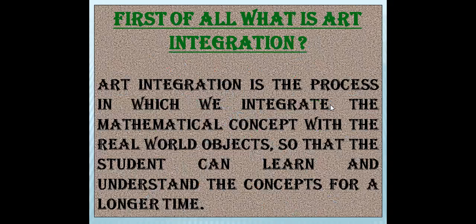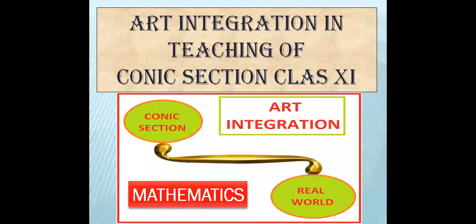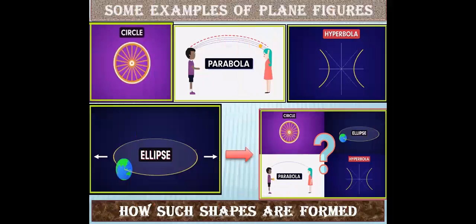So first of all, what is art integration? Art integration is the process in which we integrate the mathematical concept with real world objects so that the student can learn and understand the concept for a longer time. Here in this video, we are going to integrate the conic sections with the real world.